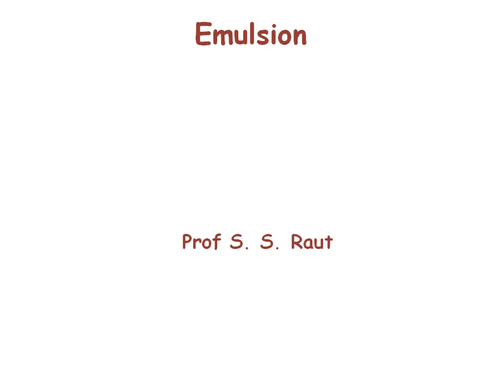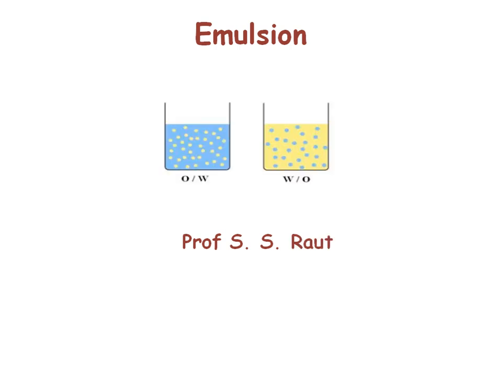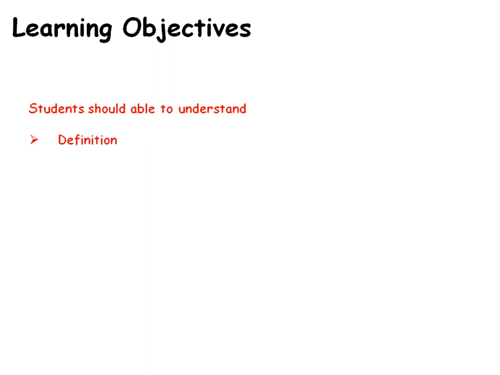Welcome dear students. Today we are going to discuss emulsion dosage form, which is an example of biphasic liquids. Learning objectives. Students should be able to understand a definition of emulsion dosage form, then types of emulsion, then pharmaceutical applications of emulsion.